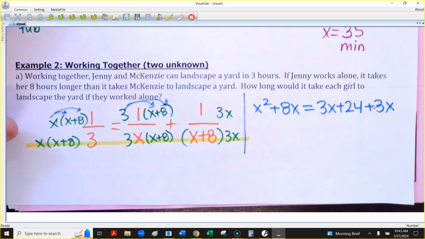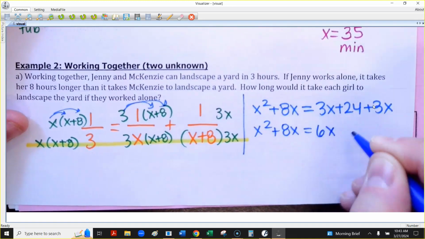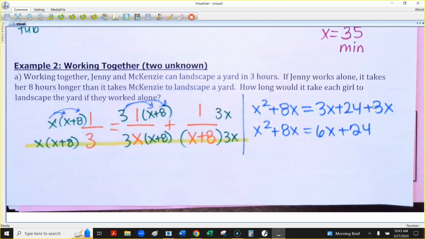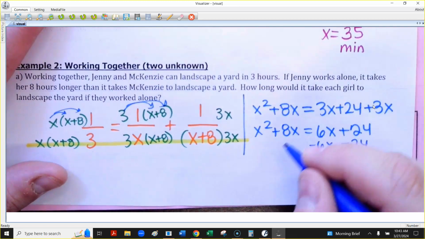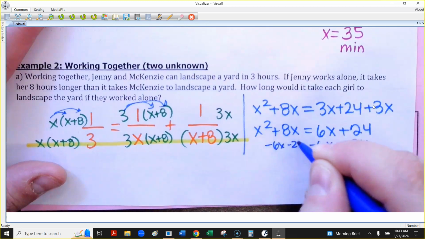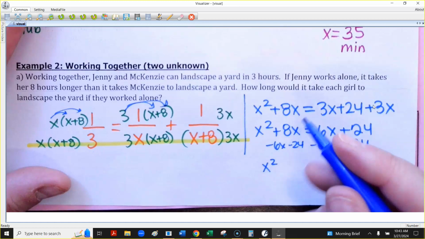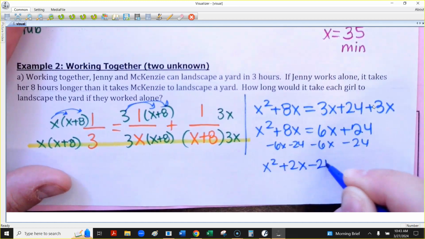So if you want, I'm going to do one little step here. This guy would be 6x plus 24. I do have a quadratic, though. I can't cancel the x squared out, so I want to set this equal to 0. Easiest thing I can tell you to do, keep your x squared term positive. So for this question, I'm going to move the 6x and the 24. Got to subtract those both to the other side. And when I do that, I can combine the negative 6x with the 8x. So this can be 2x, and then there's nothing to combine that negative 24 with.